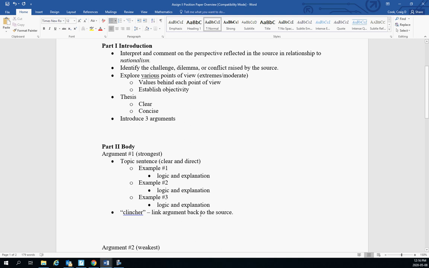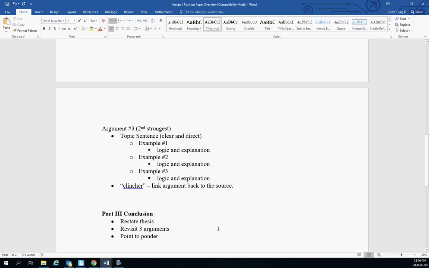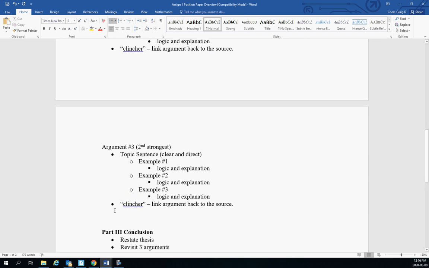Part two, the body, is made up of three separate arguments. Argument number one with three examples, argument number two with three examples, argument number three with three examples. And they all follow the same formula: topic sentence, evidence explained with logic and reason.